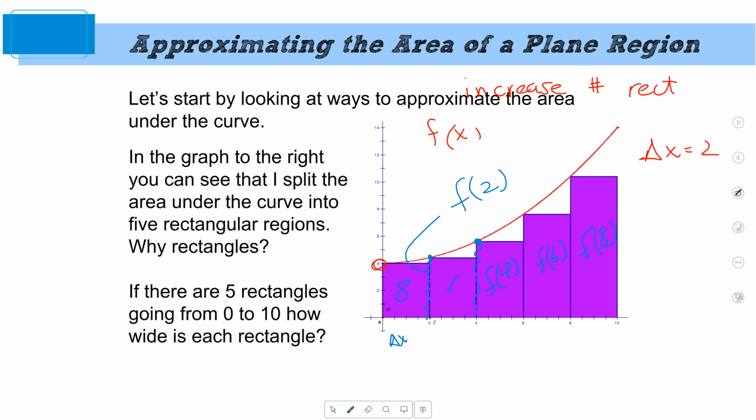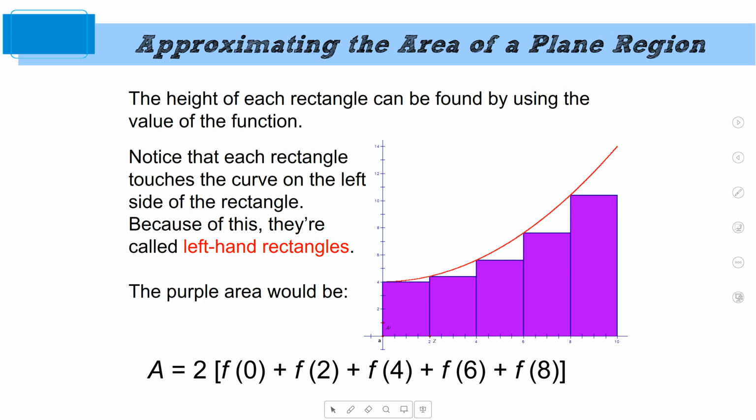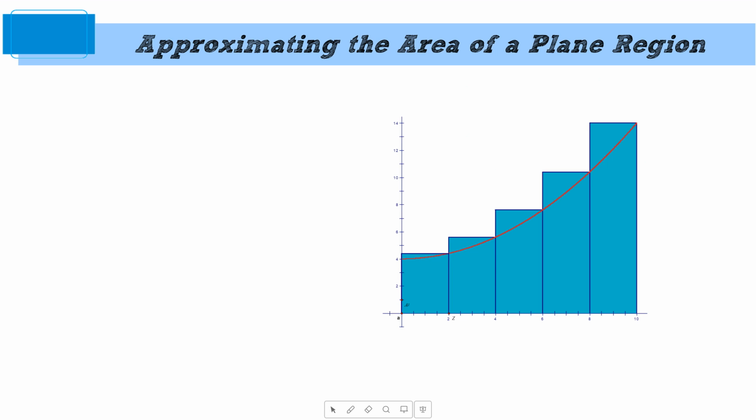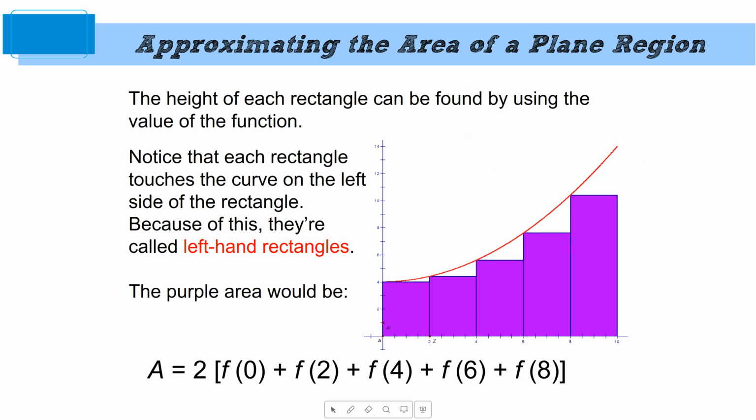I do want to get into the 4 different scenarios, though, that you're going to run into with the rectangles. They're pretty easy. It goes something like this. Okay, we did that already. Now, notice, in the purple one, if I pick any one of those rectangles, the left-hand side of the rectangle is what touches the curve.